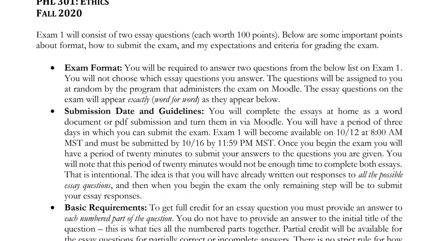There will be 6 possible essay questions that you might have to answer on exam 1. And just to be very, very clear, you will not be able to choose which questions you answer. When we get to the program that administers the exam, we're going to see that it's going to randomly give you 2 questions you have to answer, so it will not be up to you. So you'll need to be prepared for all 6 questions. But first, where are these possible questions? Where do you go to study?